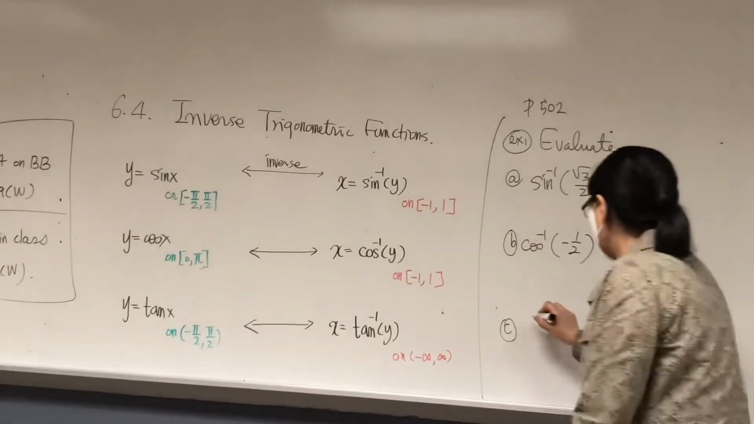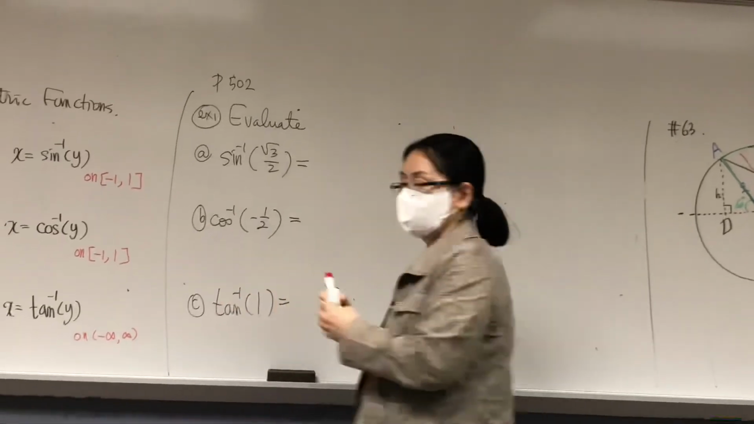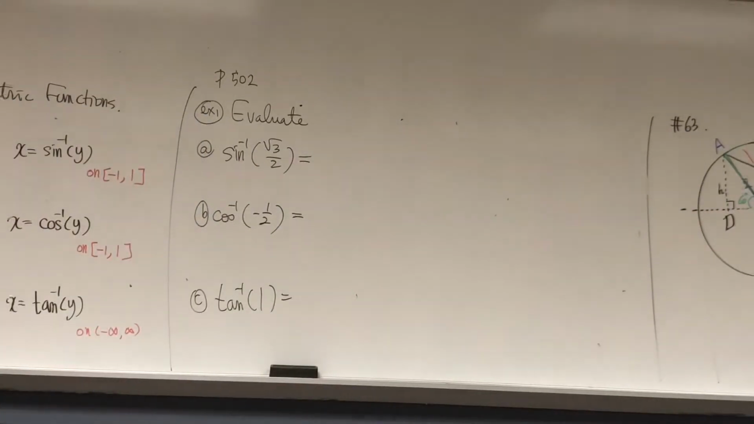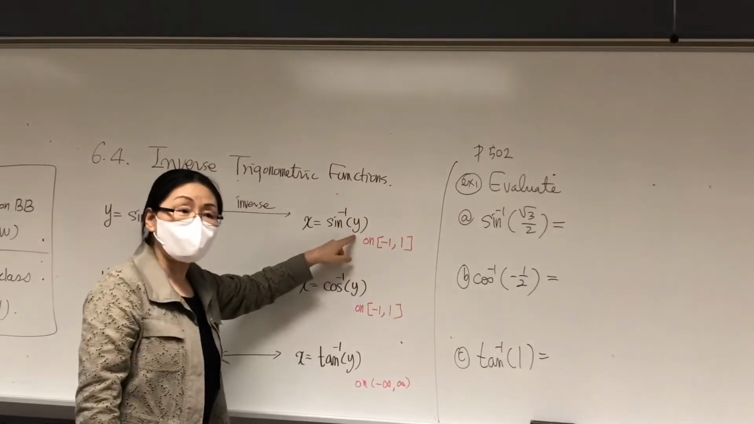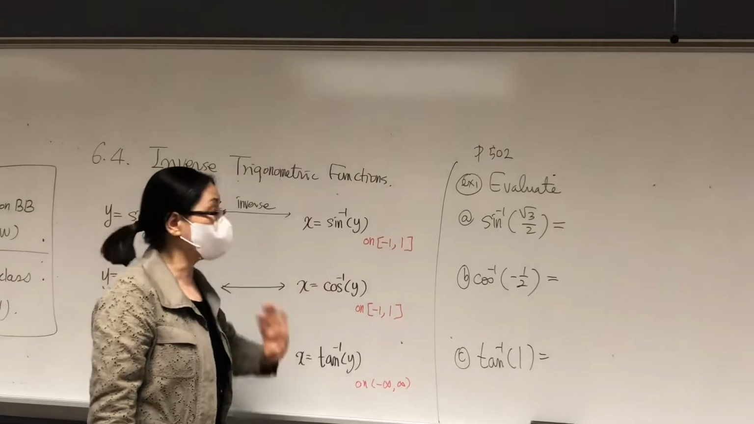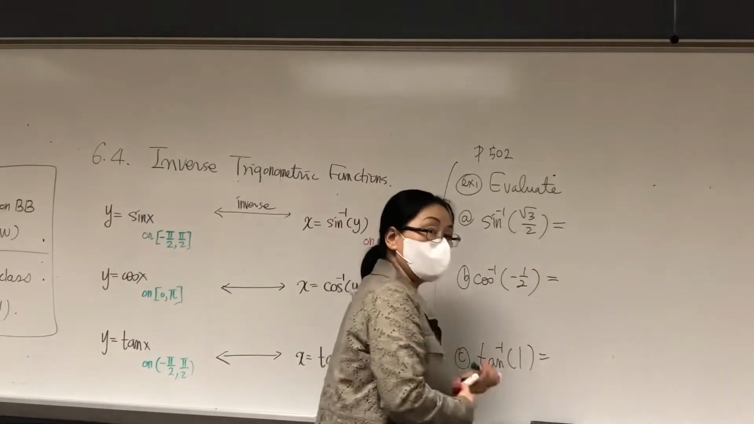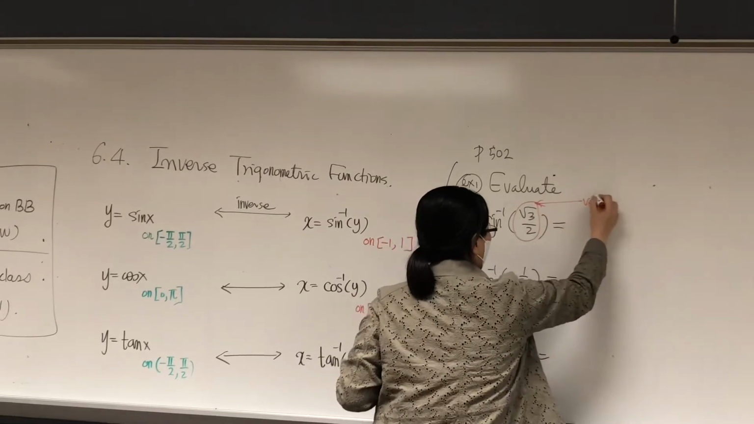Tangent inverse 1. Okay, question. In the original function, x means what? Angle. Am I right? X means angle, y means value. In here, y means value, x means angle. So in this case, the square root of 3 over 2, is it value or angle? The value. Of course, value. That you have to understand first, right?